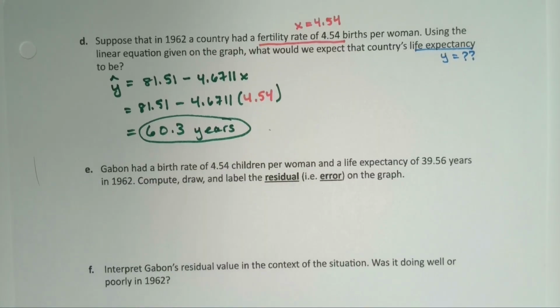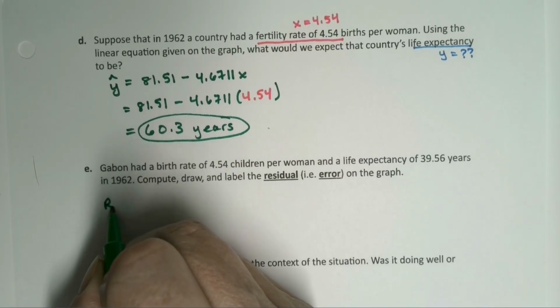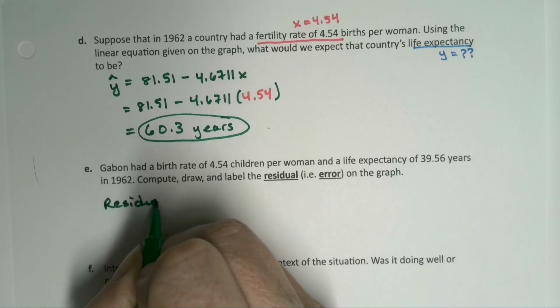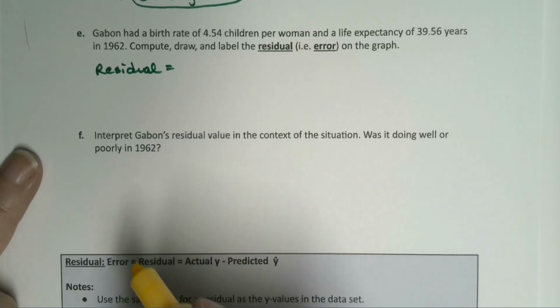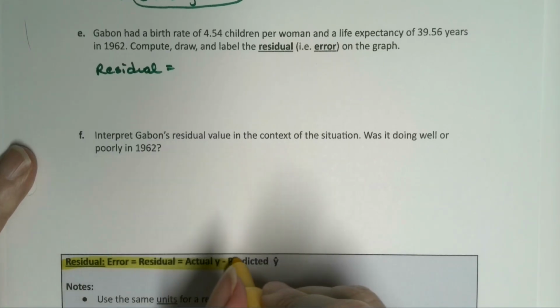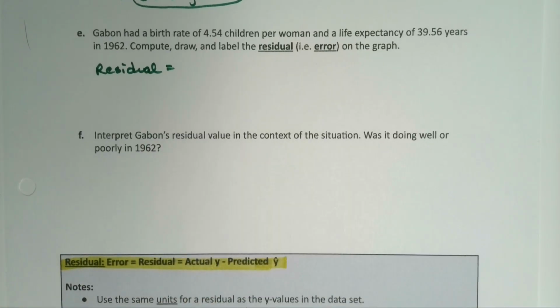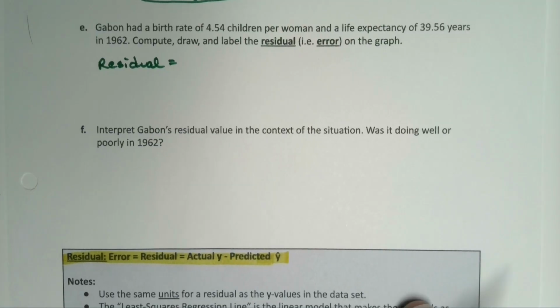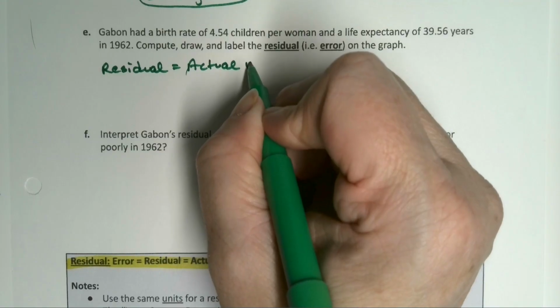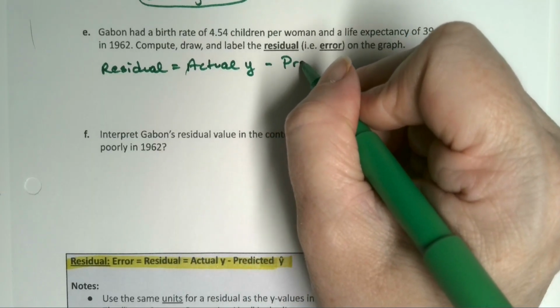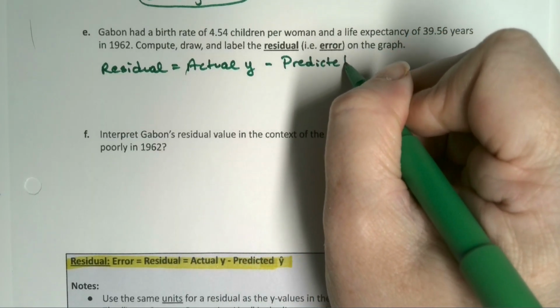Okay, so how do we find that residual? Well, it's actually pretty straightforward. The residual, and the formula is down below. You can see it right here. So an error is another word for it, but we will use the word residual almost always. It's the actual y from real life minus the predicted y hat.